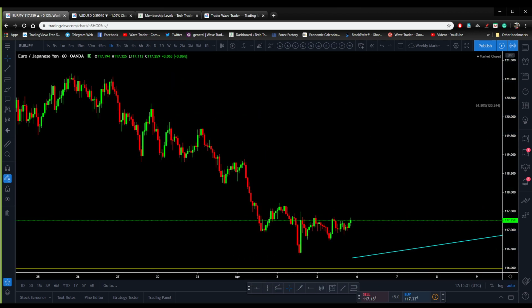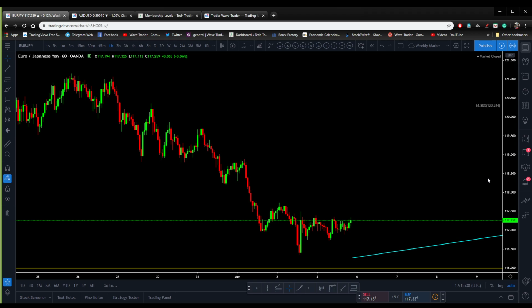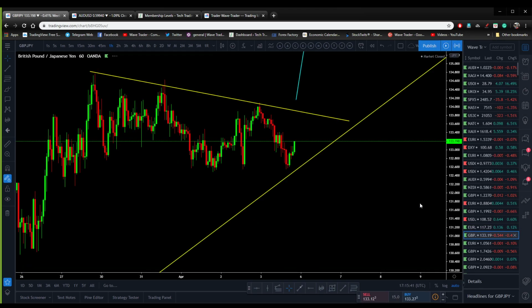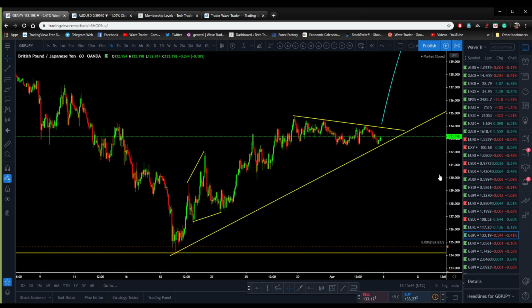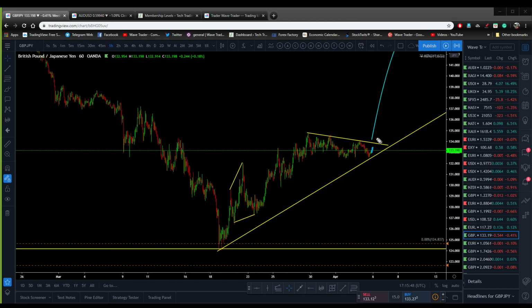Correction is already happening over there. That correction to break out. We are bullish on the euro. And euro dollar is going to give you a breakup too. Up, pound yen. Pound yen also breakout, and continue to go higher, or the next leg.